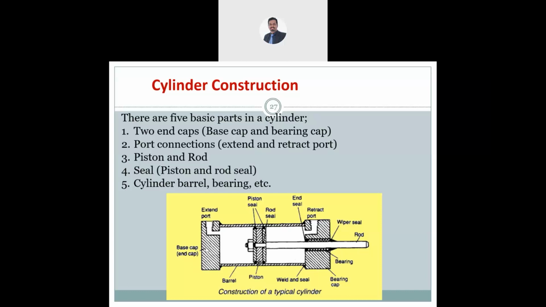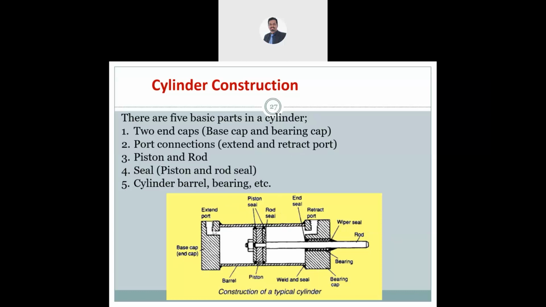Then you can see yang ni adalah base cap. So ada bearing. So bearing is for smoothen the movement. Barrel adalah bahagian yang panjang lah. Okay. So these are actually 5 basic part of cylinder. Dia ada dua end, dua end cap, satu base cap, yang ni adalah bearing cap. Kemudian ada dua port. Okay, yang ni dua port kalau is a double acting cylinder lah.